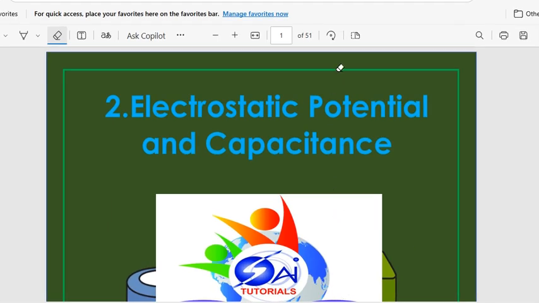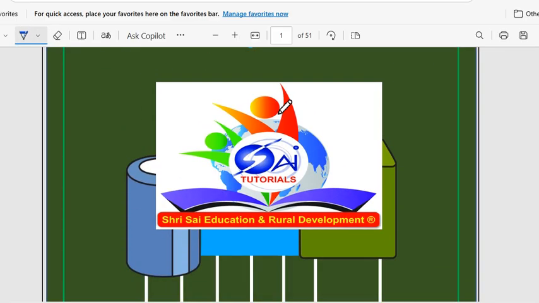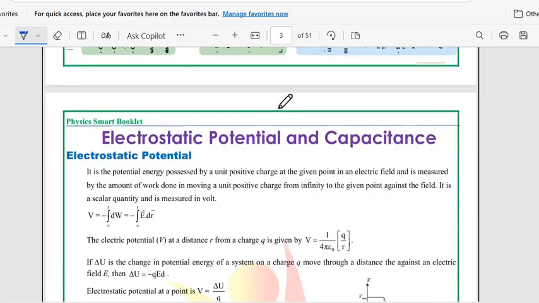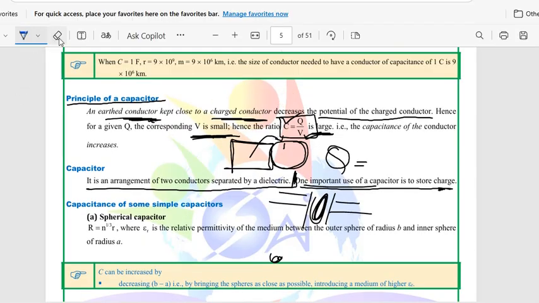So dear students, in the previous session we have discussed some concepts related to your syllabus, that is the second chapter, physics, electrostatic potential and capacitance. In today's session we are going to learn the next concept, some related concepts to capacitance.